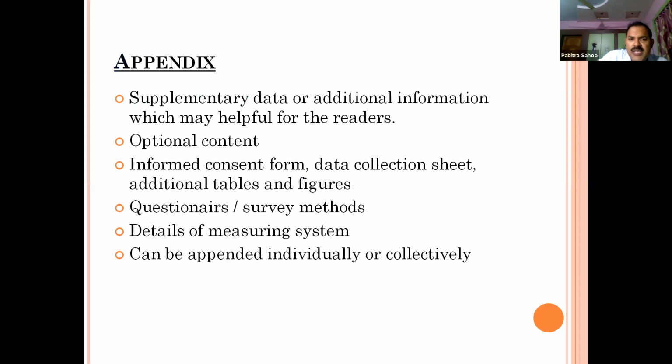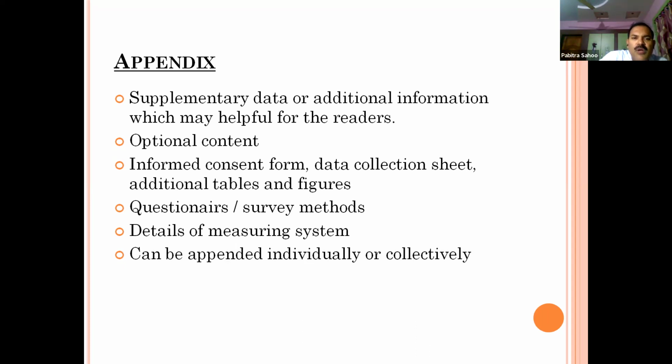Appendices are ancillary supplementary data, sometimes requested by certain journals. It is additional information which you are not able to add because of the limitations of the journal. Some journals have a limited number of tables and figures, and you cannot submit any number of tables. So if you have additional information, it can be appended, and you can upload supplementary files. Of course, that will not be visible in your manuscript, but any reader can access those data.